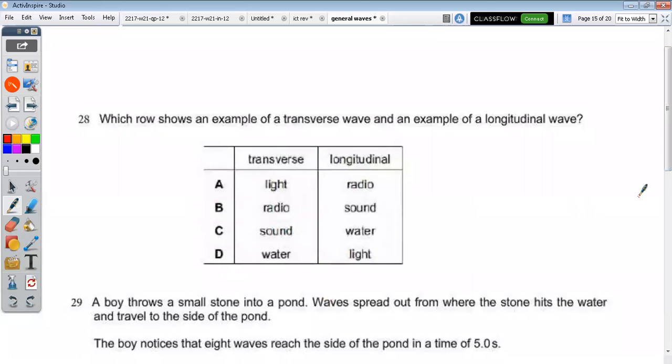Transverse or longitudinal, which one is the answer? B. Correct.